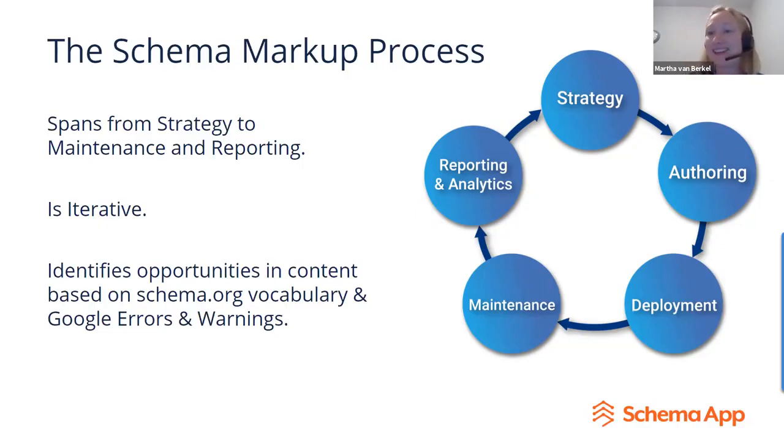And then reporting and analytics is measuring that value and ROI, which often then informs back to strategy. And then you do it all over again. It really is an iterative process. One of the things that we love about schema.org and schema markup is that as you dig into this and get better at it, you can often find opportunities out of the vocabulary and out of the features from Google that might inform additional content that you want to put on the site. And so you can really almost say that the schema markup is informing your content strategy.